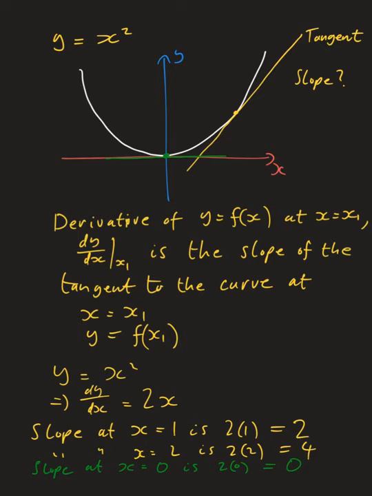So what we're going to do next is use derivatives of functions to find where the slope is 0, and hence find where the function reaches its maximum value or its minimum value. So that's the next video.